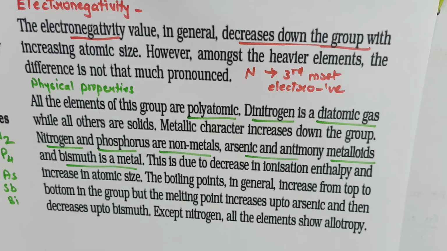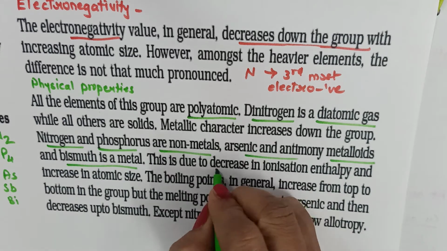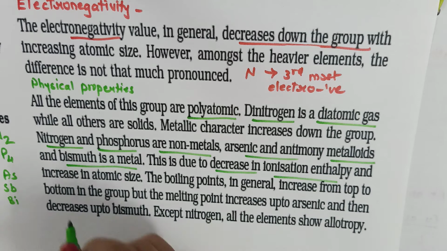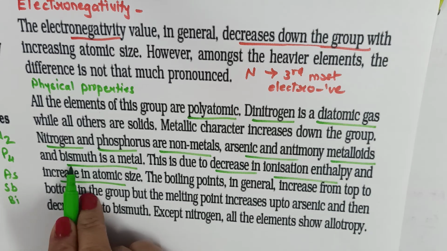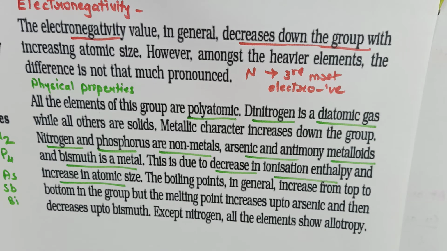Now why is the metallic character increasing down the group? Because there is a decrease in ionization enthalpy and increase in atomic size. As the atomic size increases, the tendency to lose electrons increases, that is, ionization enthalpy decreases. And we know ionization enthalpy is inversely proportional to metallic character. Lesser the ionization enthalpy, higher will be metallic character. Bismuth, as we have already seen, has the least IP in group 15, and therefore it will be more metallic in character.